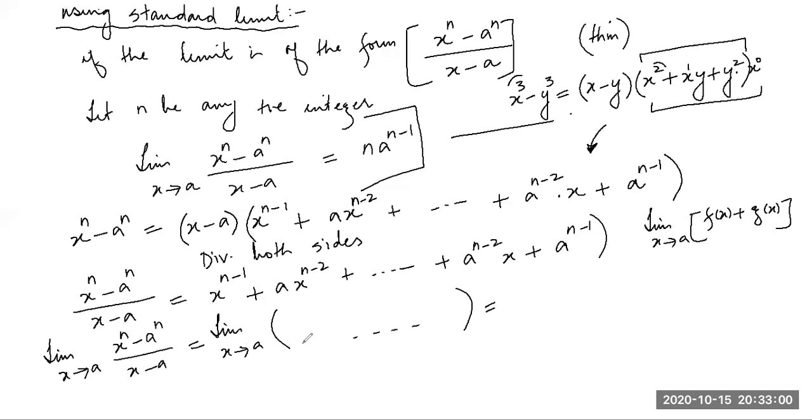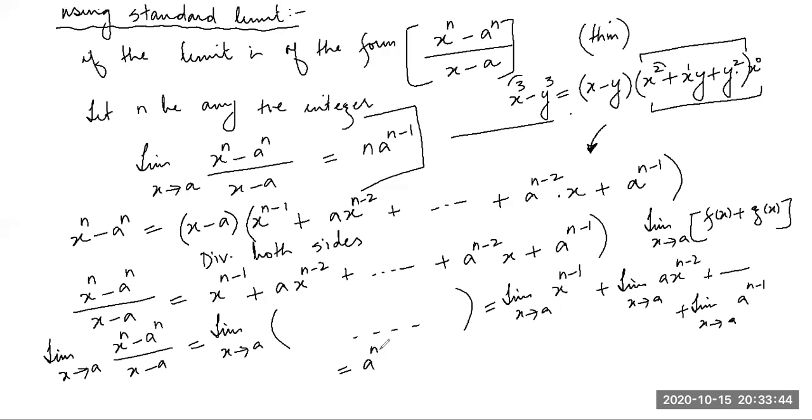So what will this be? The limit as x approaches a of x raised to power n minus 1: simply I'll put the value of x, replacing x with a. Plus the limit as x approaches a of x raised to power n minus 2, plus dash dash dash, plus the last term, a raised to power n minus 1. There's no x here, so it will be unaffected. It will be the same, a raised to power n minus 1. So you will get a raised to power n minus 1. Can anyone tell me the next one?